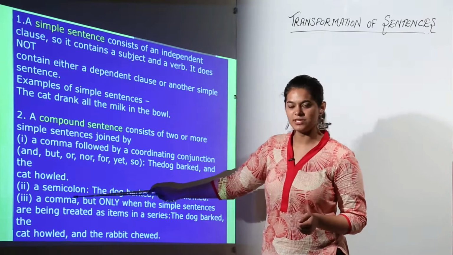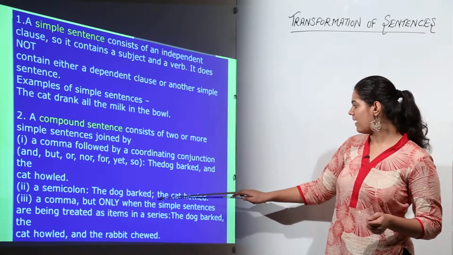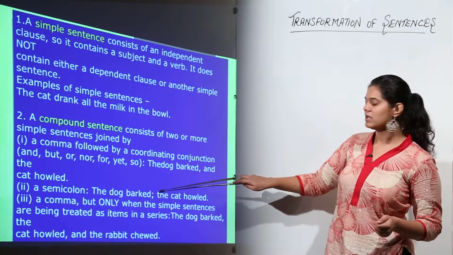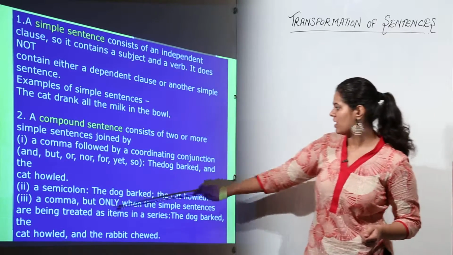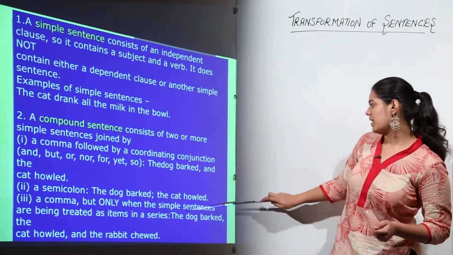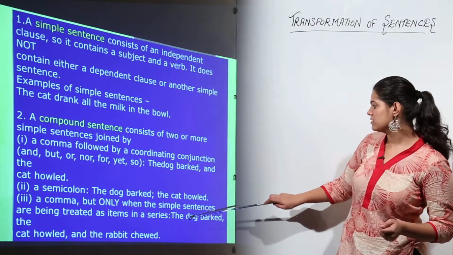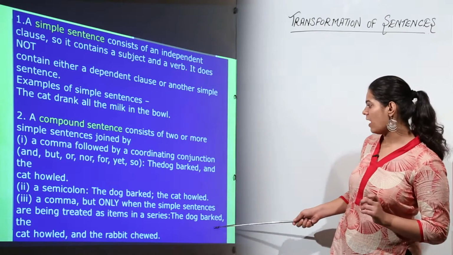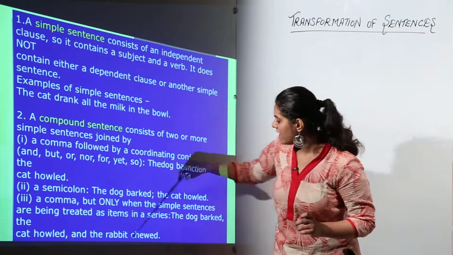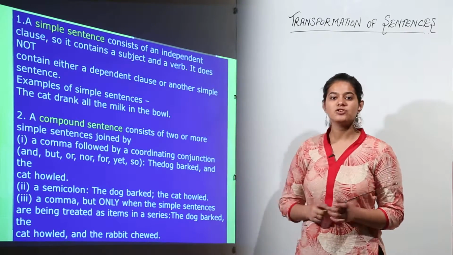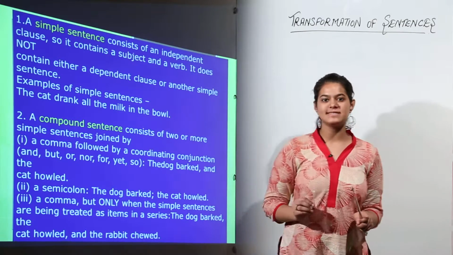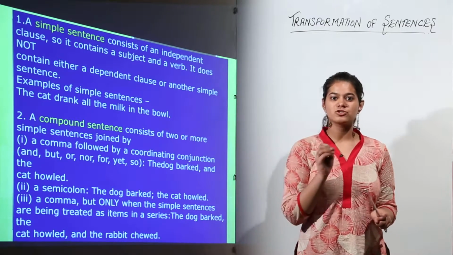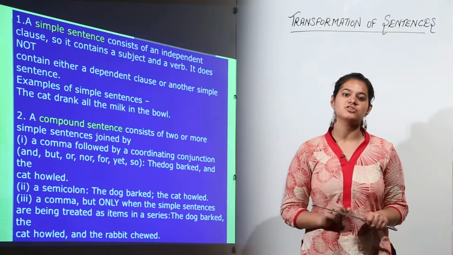Next, a semicolon. The dog barked; the cat howled. A semicolon has been used here. A comma can also be used, but this is when two sentences are being treated separately. So, the dog barked, the cat howled, and the rabbit chewed, right? So we have put together three sentences, and that's why we have used a comma and then we have used a conjunction as well.